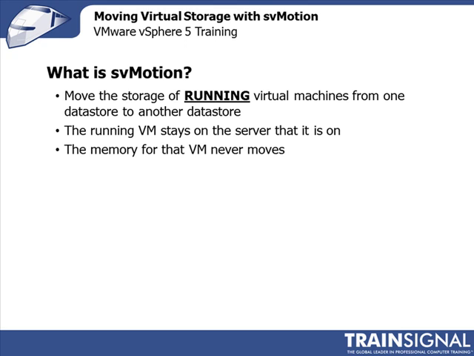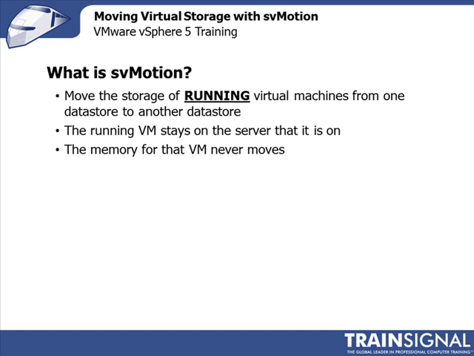So that virtual disk file could go, let's say, from a local data store to a shared storage area network. It could go from one storage area network to another storage area network, or it could stay within the same storage area network and just go from one LUN to another LUN. So Storage vMotion is a very powerful feature, and it's really, next to vMotion, one of the most amazing features to me of vSphere.